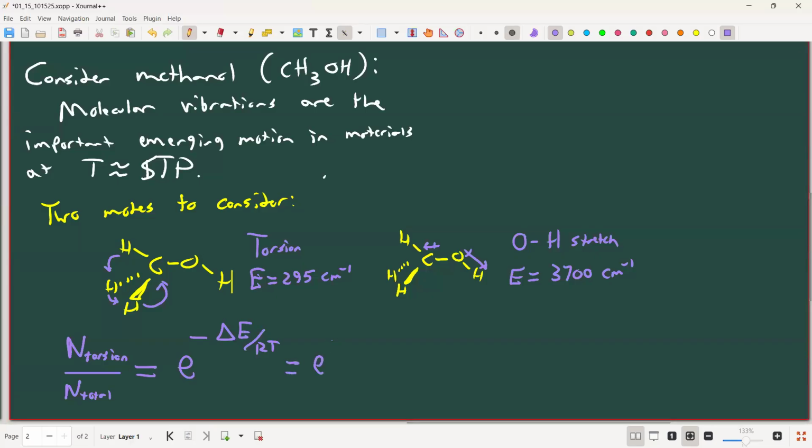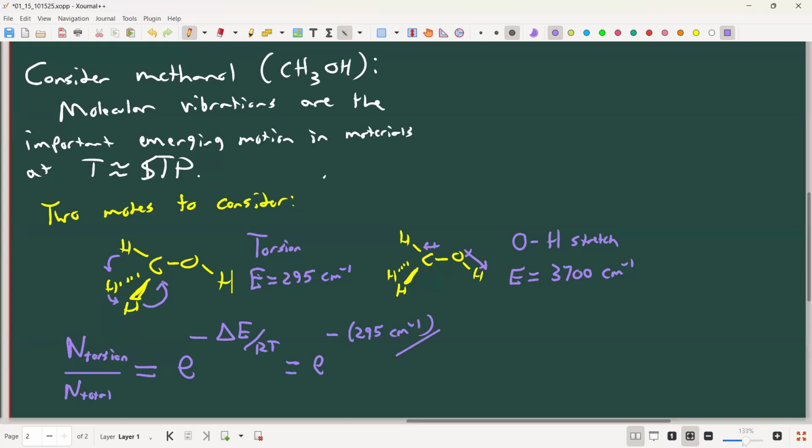So let's just calculate that really easily. We'll do everything in wave numbers. That means we have to calculate R in wave numbers. R in wave numbers is 0.693 wave numbers per Kelvin per mole, times 298.15. I'm just converting from joules to wave numbers, because a wave number is about 11 joules. So we take 8.314 and divide it by 11. That gets us about 0.7.